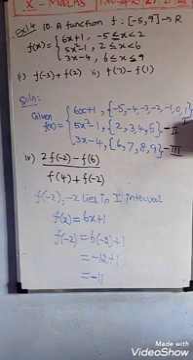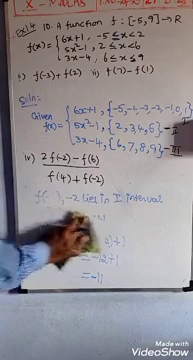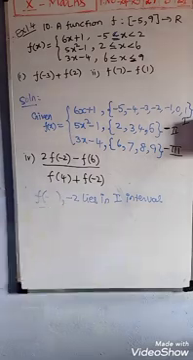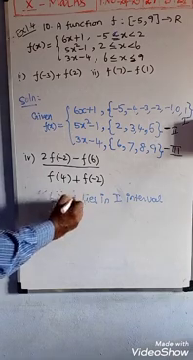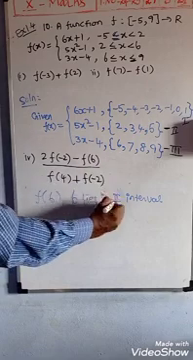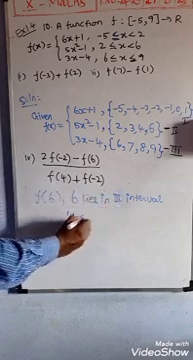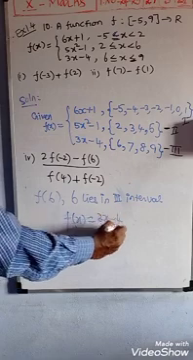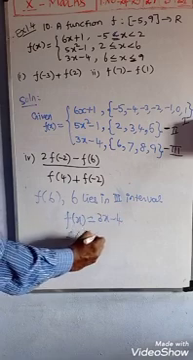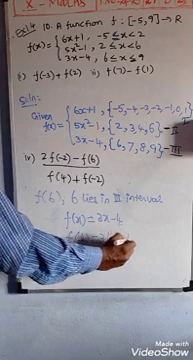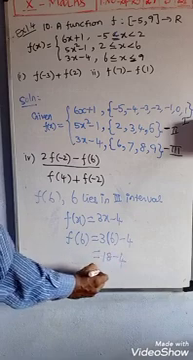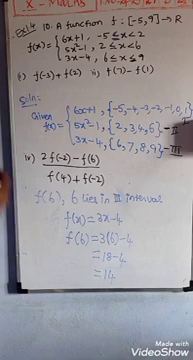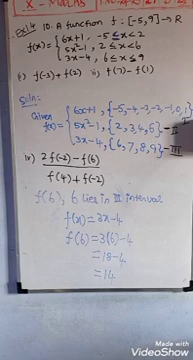Next, we want to find f of 6. Which interval does 6 lie in? The third interval, so f of x is 3x minus 4. Instead of x, 6, so 3 times 6 minus 4. 6 times 3 is 18, minus 4, remaining 14. So we have the f of 6 value.